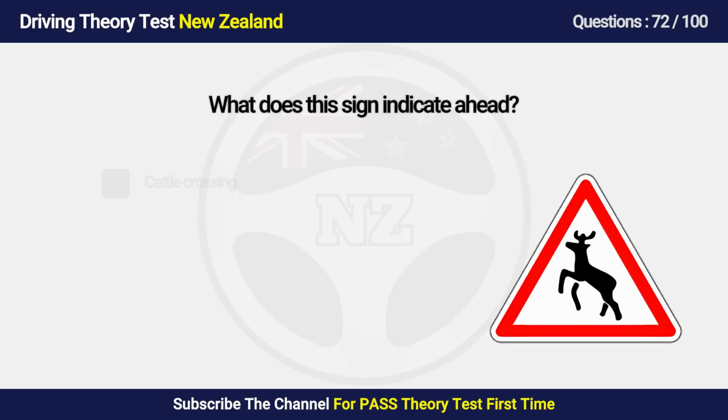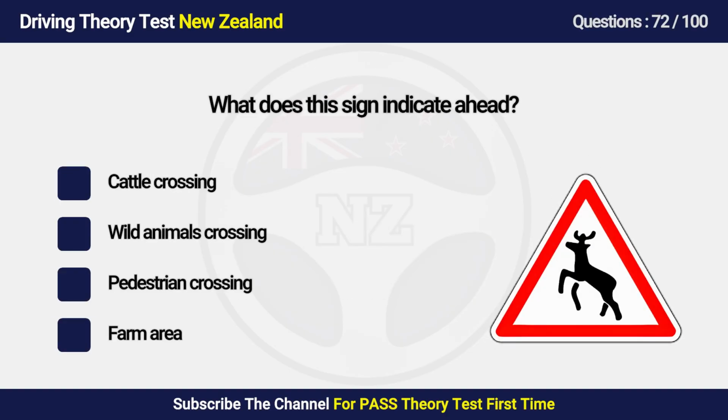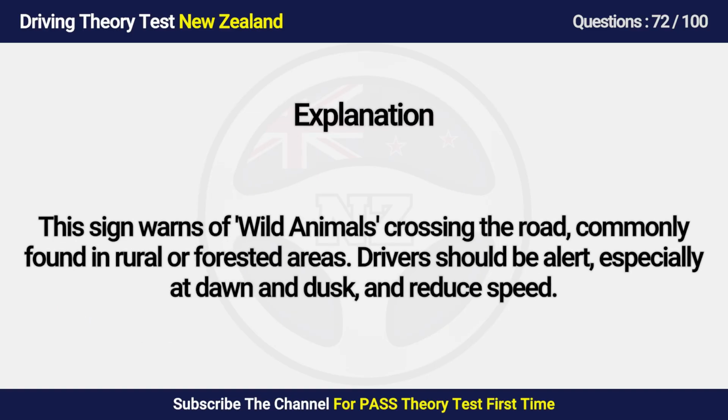Question 72. What does this sign indicate ahead? A. Cattle crossing. B. Wild animals crossing. C. Pedestrian crossing. D. Farm area. Answer is B. Wild animals crossing. This sign warns of wild animals crossing the road, commonly found in rural or forested areas. Drivers should be alert, especially at dawn and dusk, and reduce speed.